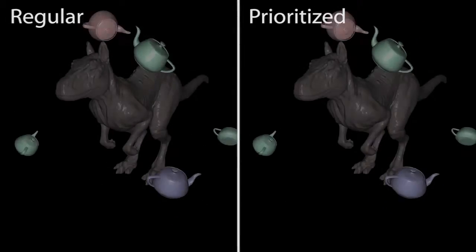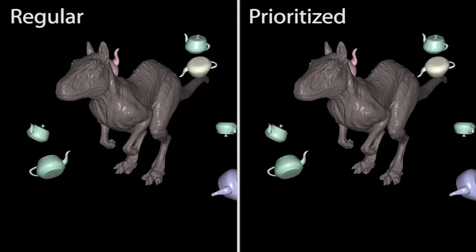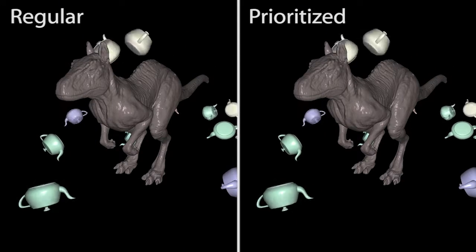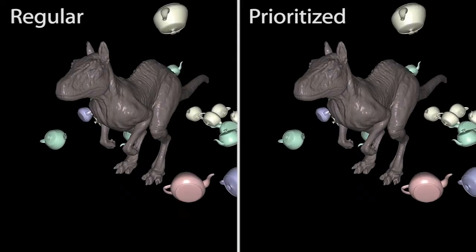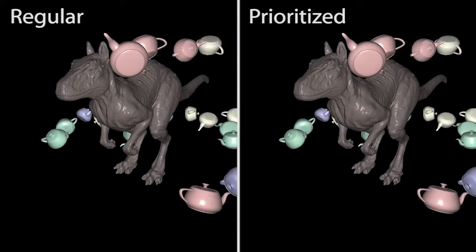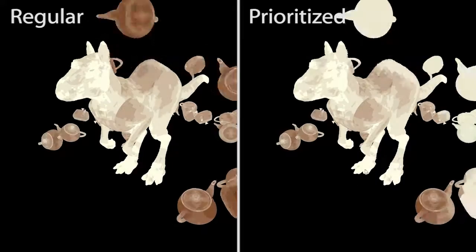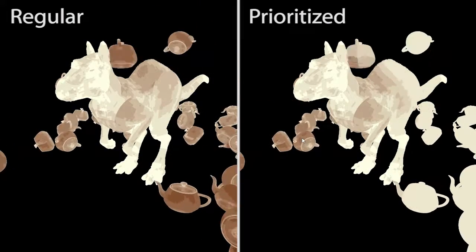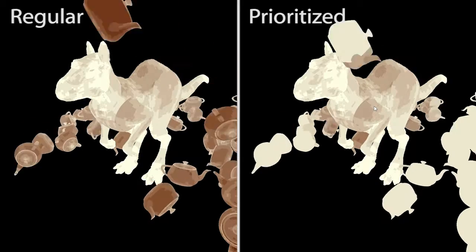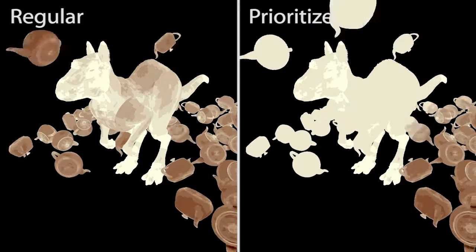In a second scene, we see the killer model being showered in Utah teapots, where we have applied the same optimization as before. Initially, there is little difference in performance between the two versions. The cursor again marks the assumed fixation point of the user. Notice how the degree of subdivision decreases in a radial pattern in the prioritized version.